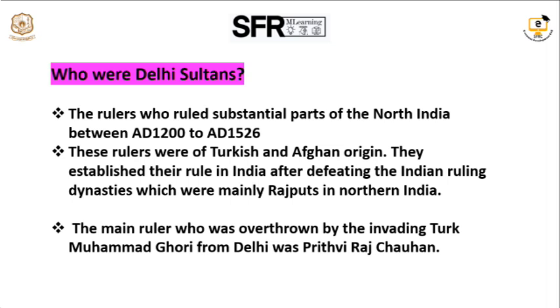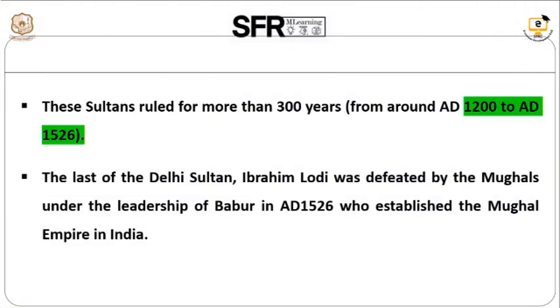They established their rule in India after defeating the Indian ruling dynasties, which were mainly Rajputs in northern India. The main ruler who was overthrown from Delhi by the invading Turk Muhammad Ghori was Prithviraj Chauhan. So he defeated Muhammad Ghori. These sultans ruled for more than 300 years, from around AD 1200 to 1526 AD.